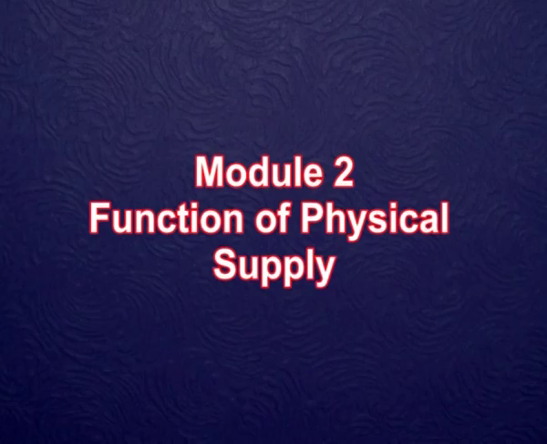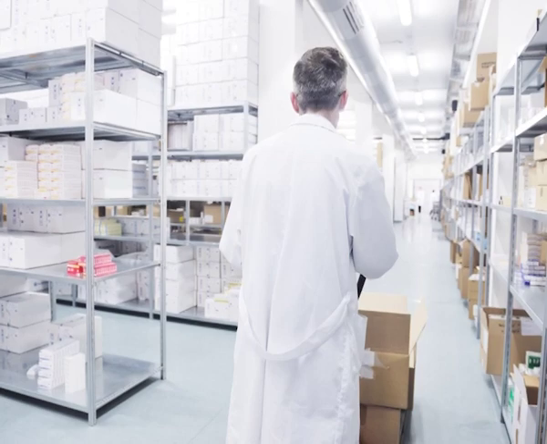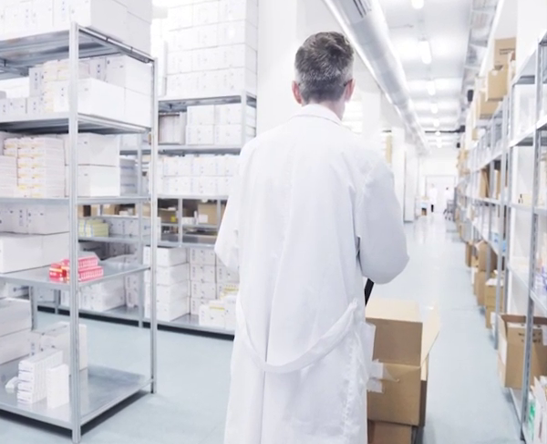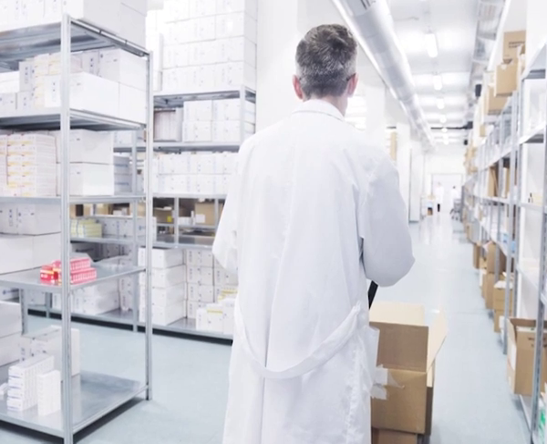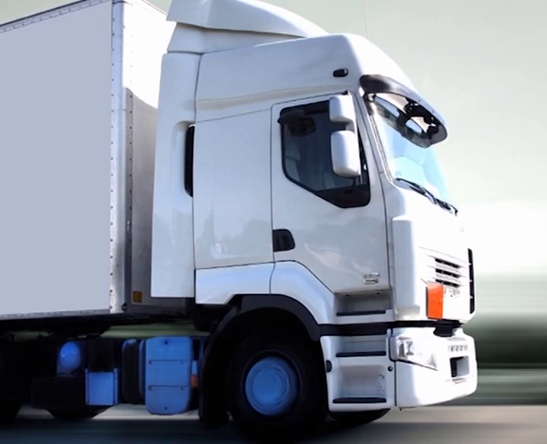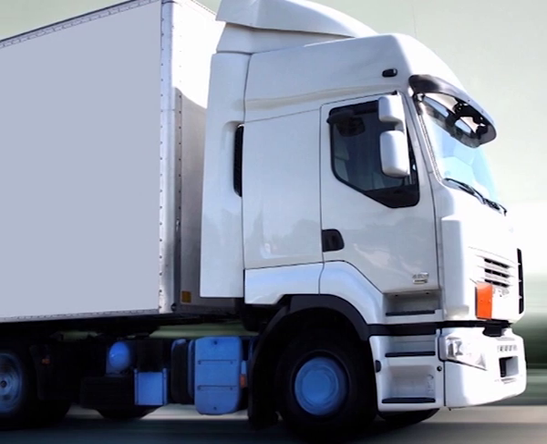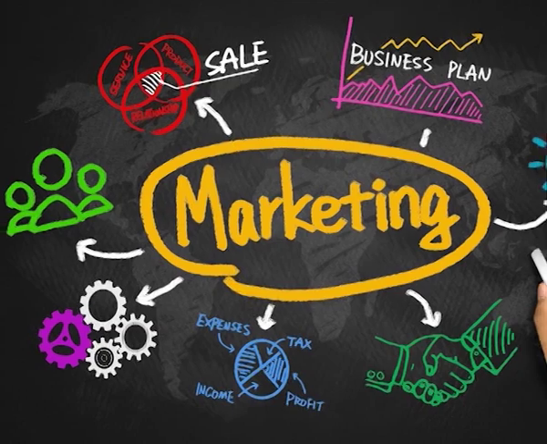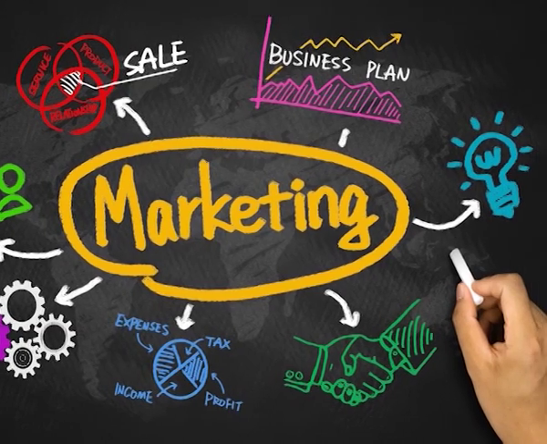The marketing results in the creation of place and time utilities. Now coming to Module 2. Function of physical supply. Physical supply means the actual movement of products to the customer with the help of transportation and warehousing facilities. The principal economic basics for transportation are enhancing the value of goods by the creation of place utility. Transportation. It is an integral part of the process of marketing.